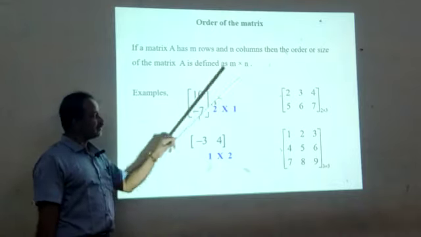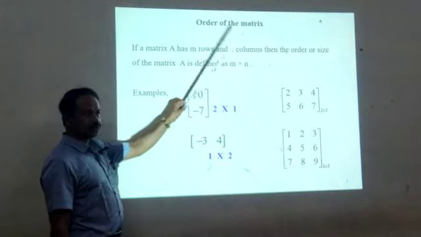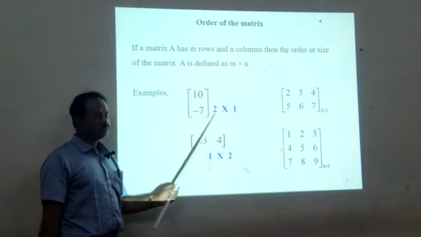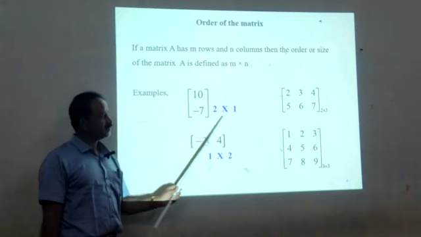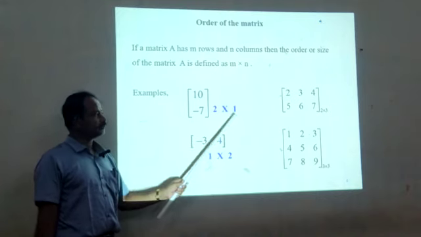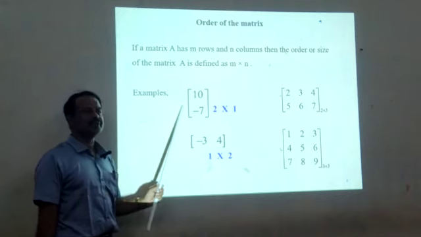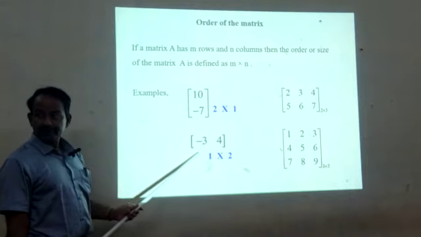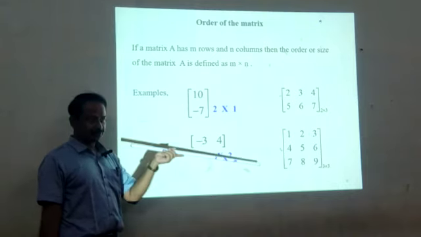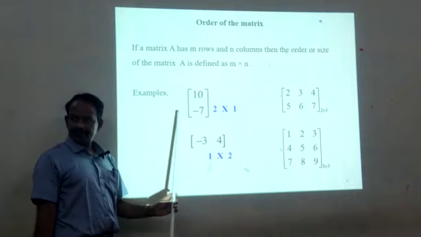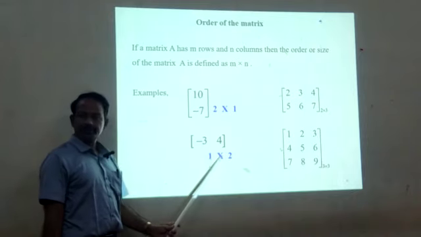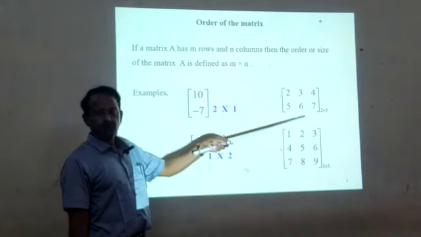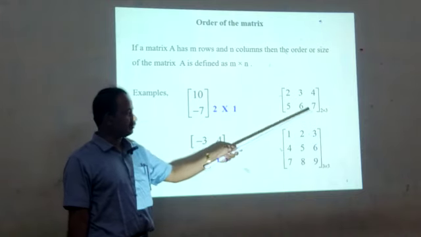So in this matrix, we have 2 rows and a single column. The first one stands for row, the second one stands for column. So this is an example of 2 by 1. This is an example of 1 by 2, so we have only a single row but there are 2 columns. And this is a 2 by 3 matrix, with 2 rows and 3 columns.